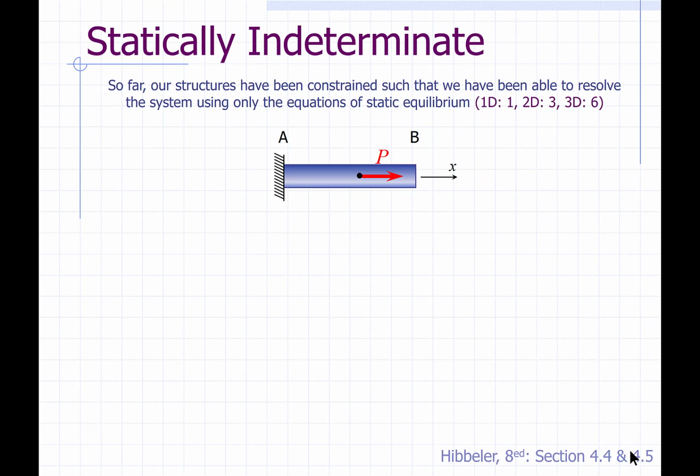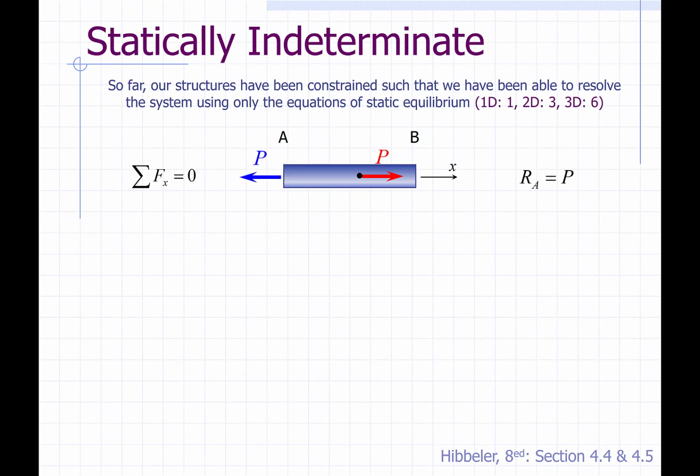In 3D, that would amount to 6 equations, and here in the simple problem that we have, which is fundamentally constrained to a single dimension, or the x direction, we have one equation of static equilibrium. The sum of the forces in the x direction is equal to 0. So because this problem is statically determinate, we have enough equations to fully solve the system.